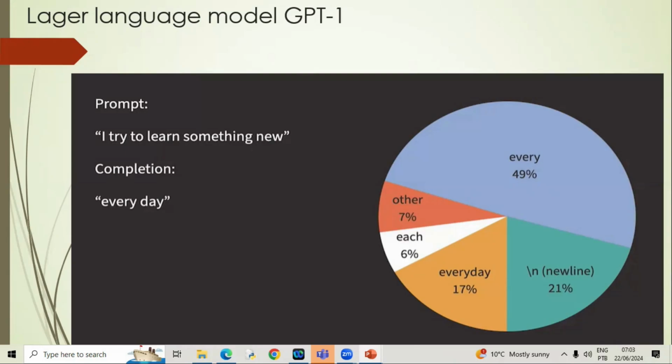Some say that I try to learn something new, no, nothing, it will be blank, but new itself, it's a new line, like it will say something, space, then a new line should start. But can we consider it as new? Some percentage it is saying that here it can be a 21% of new as well. Okay. But what is the highest percentage here? Every. Then next is every day. So whatever has the very highest percentage, the prompt will take that as the probable answer.